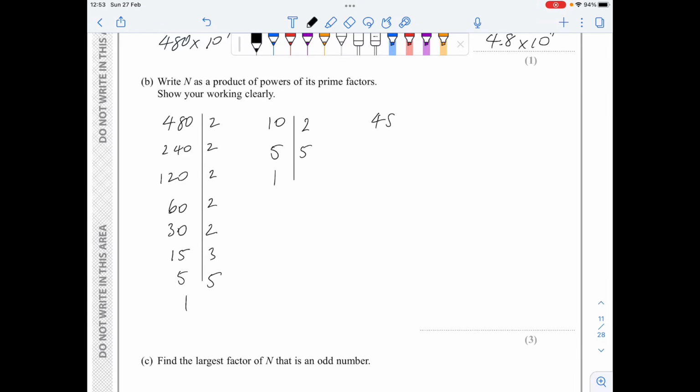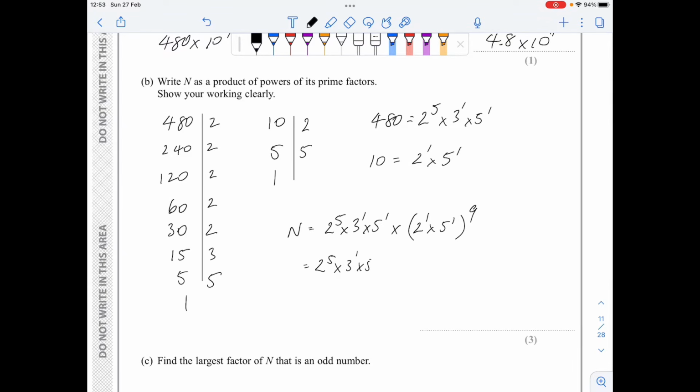So 480 is equal to 2 to the power of 5 times 3 to the power of 1 times 5 to the power of 1. Now 10 is equal to 2 to the power of 1 times 5 to the power of 1. So my number n is 2 to the power of 5 times 3 to the 1 times 5 to the 1, times 2 to the 1 times 5 to the 1, all to the power of 9.